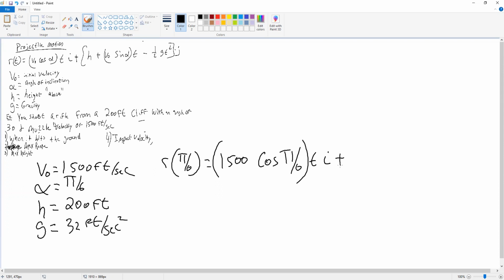So it's going to be h, which is 200, plus v naught, which is going to be 1,500 again, right, and then sine of pi over 6, times t, minus 16t squared, j.